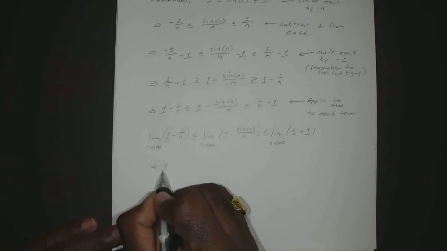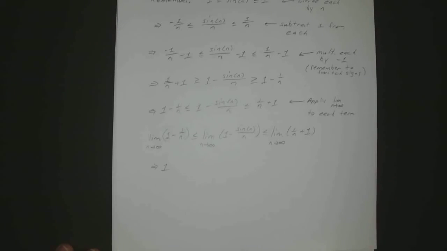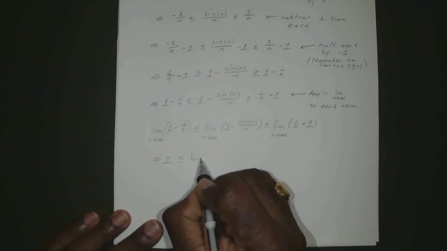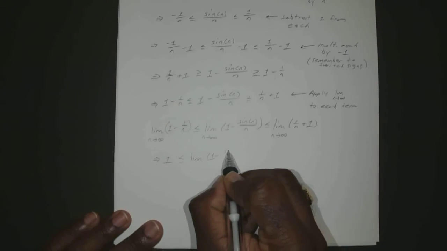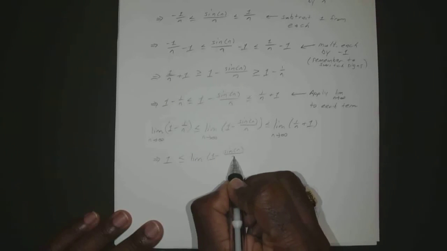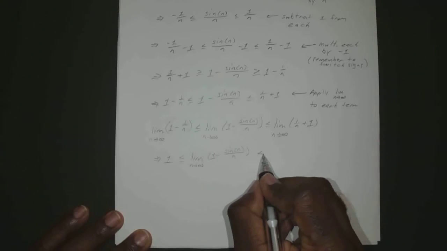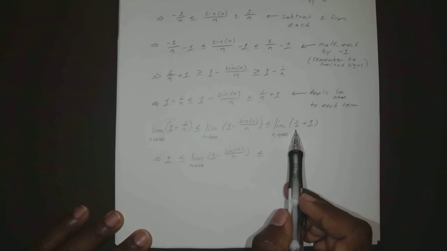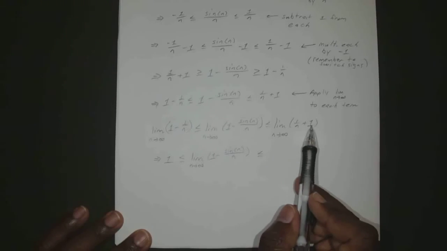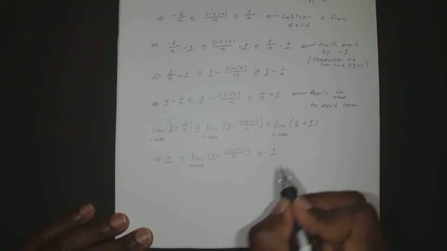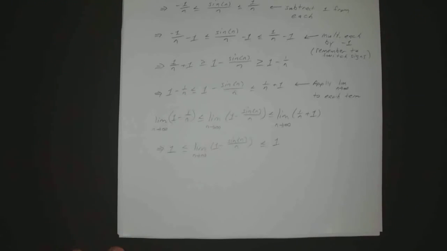So here, you have the limit of 1, which is less than or equal to the limit of 1 minus sine of n divided by n as n approaches infinity, which is less than or equal to, same thing here, this will eventually approach 0. This is just a constant, so that stays the same. So you have 1. So by the squeeze theorem, we can pretty much assume that the limit of this middle term is 1.